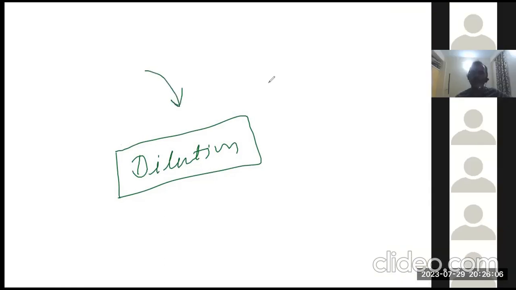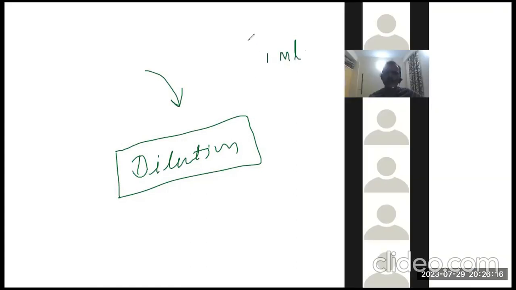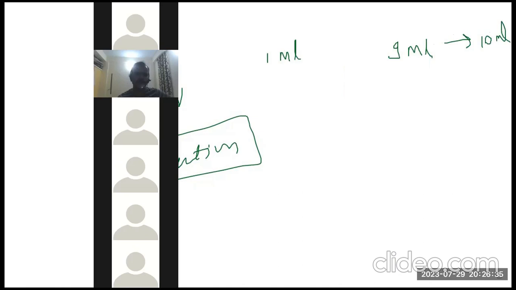Suppose you are taking 1 ml. I will give one example of how we can make a dilution. Suppose you are taking 1 ml of your sample and 9 ml of water, and you are making a total of 10 ml. How much have you diluted? Anyone? 10-fold, sir. 10-fold. Yes, very good.